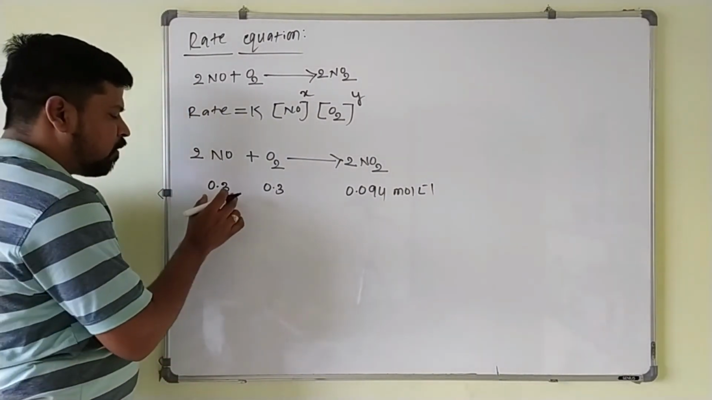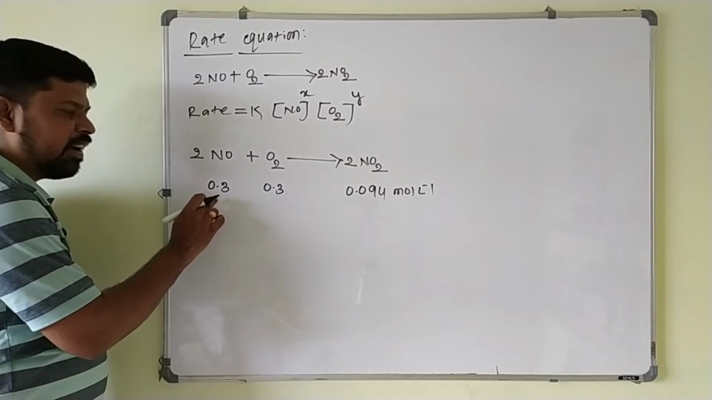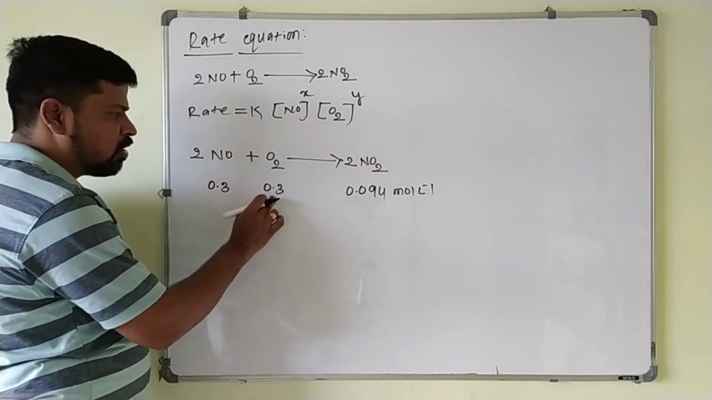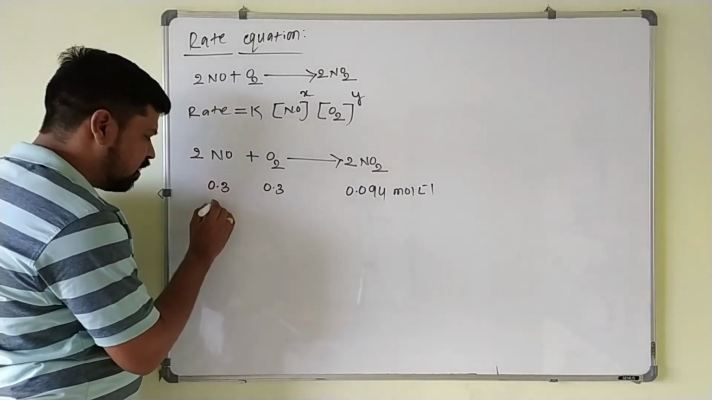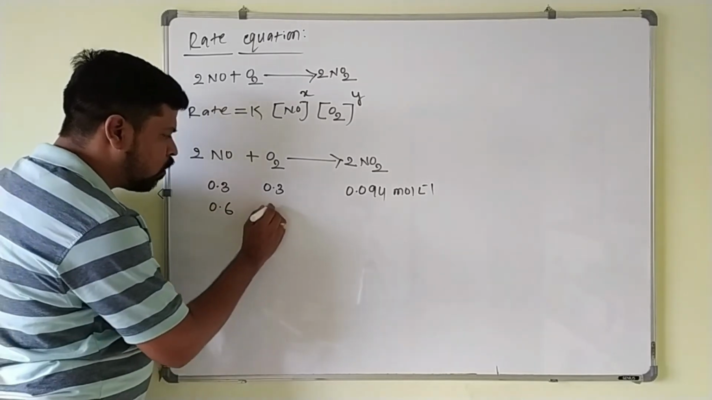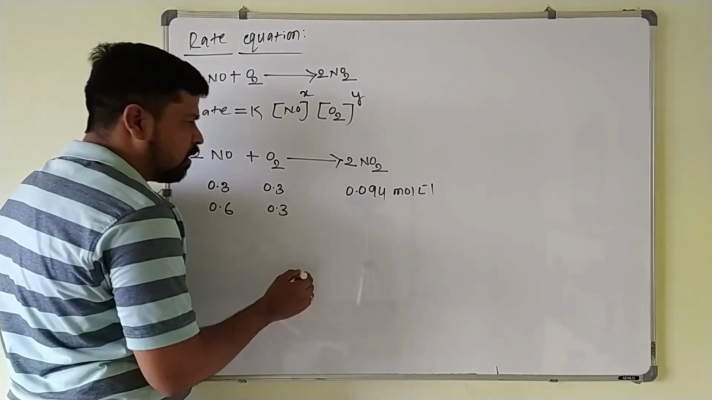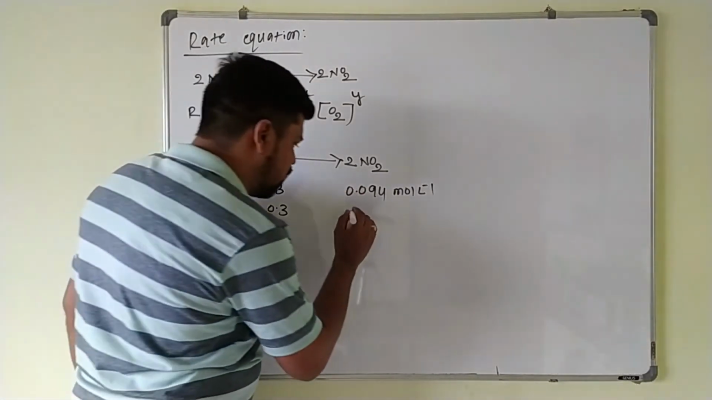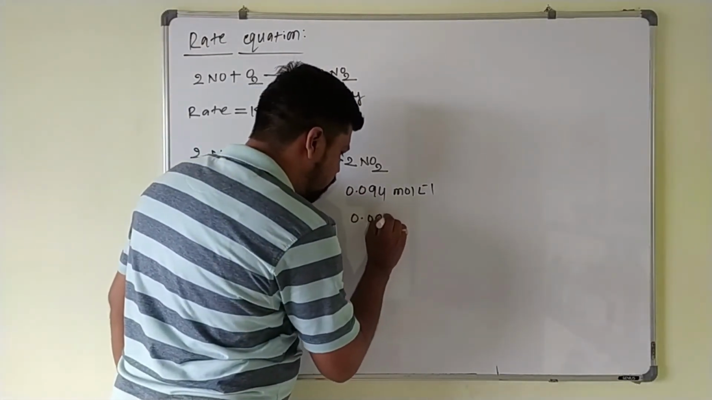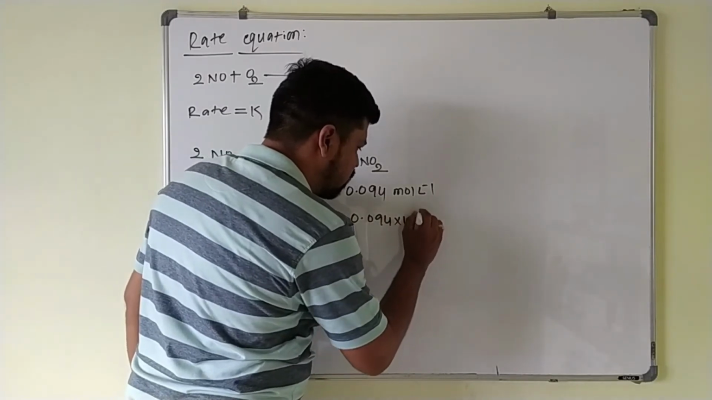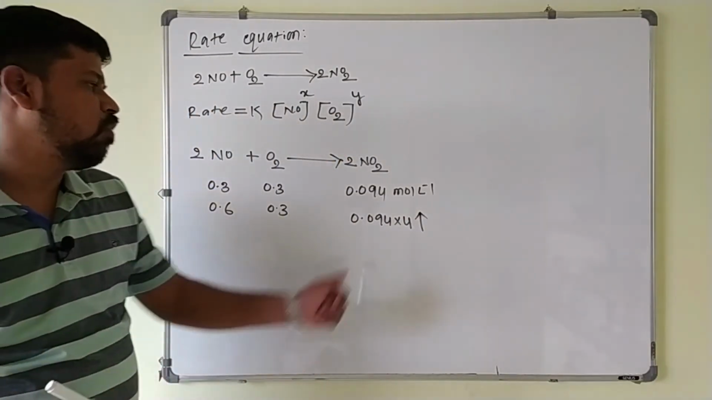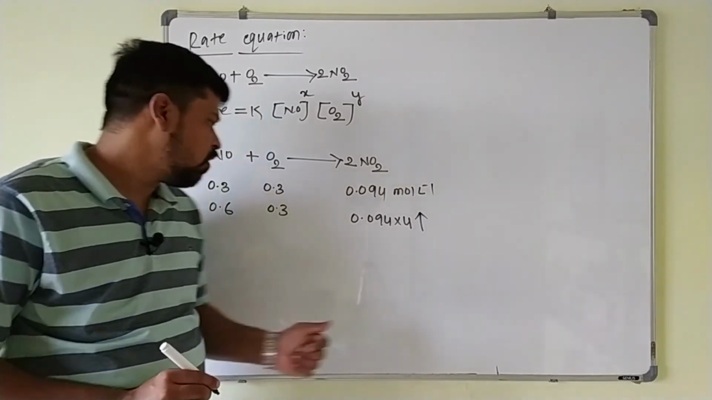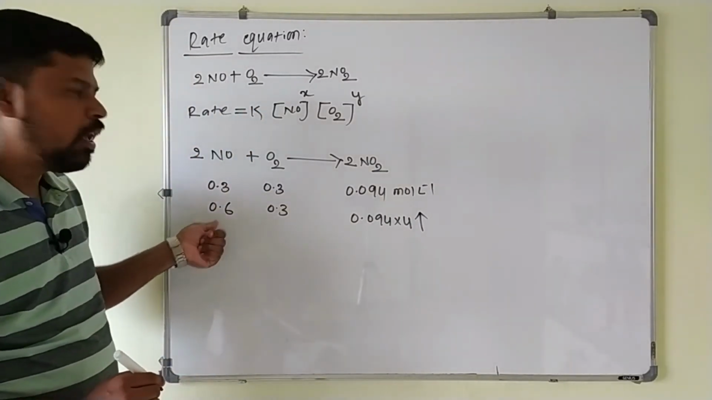Now if the concentration of NO is doubled, keeping the concentration of O2 constant, it becomes 0.6 mole and this remains constant, then the rate of formation of NO2 increases by 4 times, so that this is 0.094 into 4 times. So the rate of formation of NO2 increases 4 times if the concentration of NO is doubled, keeping the concentration of O2 constant.